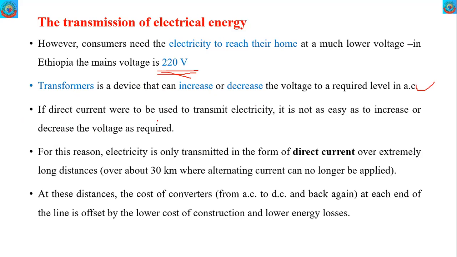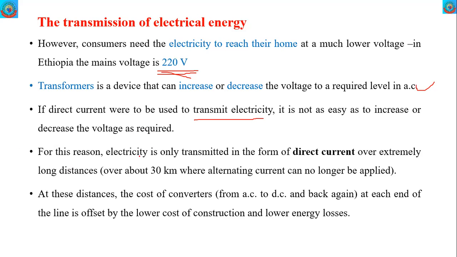So transformers are devices that increase or decrease voltage. If direct current were to be used to transmit electricity, it is not as easy to increase or decrease the voltage. አሁን እዚህ ጋር ስንመጣ ዳይሬክት ከረንት ቢሆን ኖሮ ስቴፕ አፕ ኦር ስቴፕ ዳውን ማድረግ አንችልም። ስለዚህ በኦልተርኔቲንግ ከረንት መልክ ነው። Okay, so the current is flowing in alternating form, rather than direct. Direct current is not as easy to convert to step up or down.